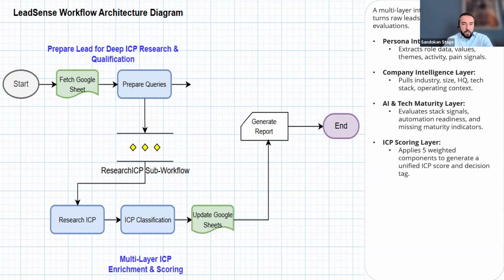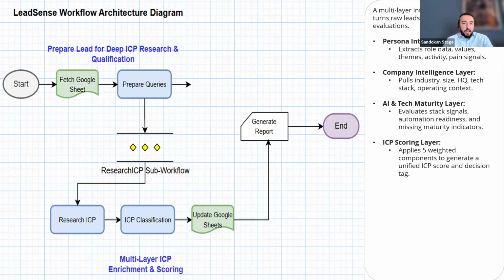The first one is the persona intelligence. This layer analyzes the person, right? What's the role? What do they value? What themes show up in their content? What's their activity level online? What pain points are they signaling? For example, if someone is a VP of marketing who's been posting about lead quality issues on LinkedIn for the past, let's say, 6 months, that's a signal. They're not just a title, right? There's someone actively feeling the pain that you solve.